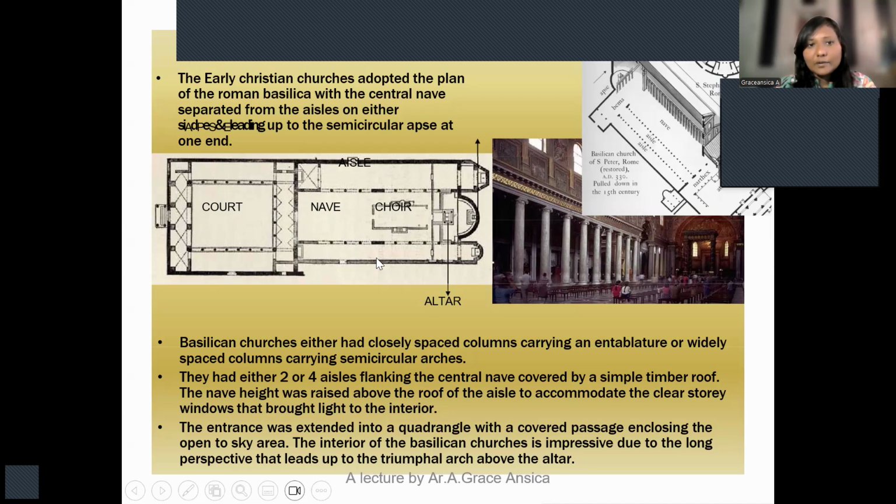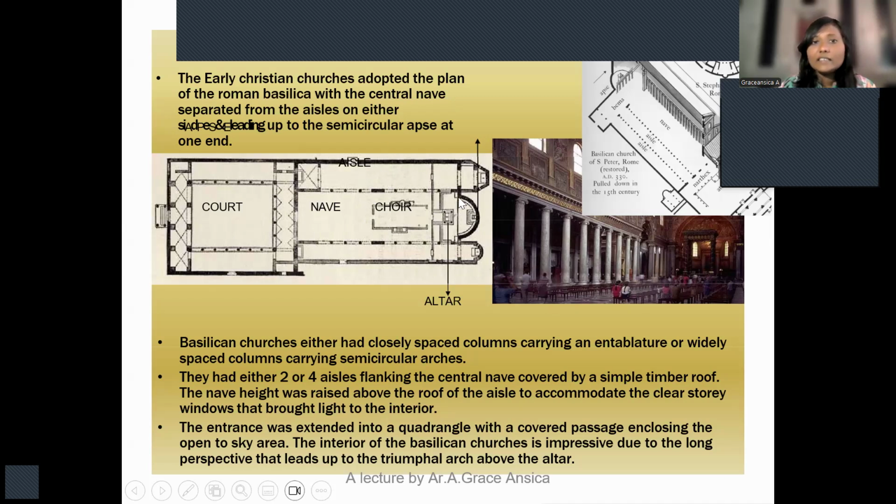On either side of the nave, you can see the aisle. We usually define the nave as the central rectangular portion inside, which you can see in the picture, where people are sitting and praying. On both sides you have rows of columns. Behind the rows of columns, on either side of the nave, is the aisle area.